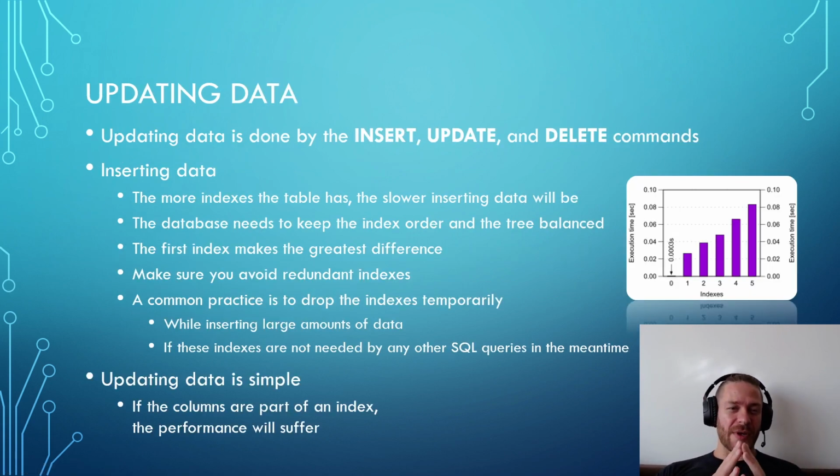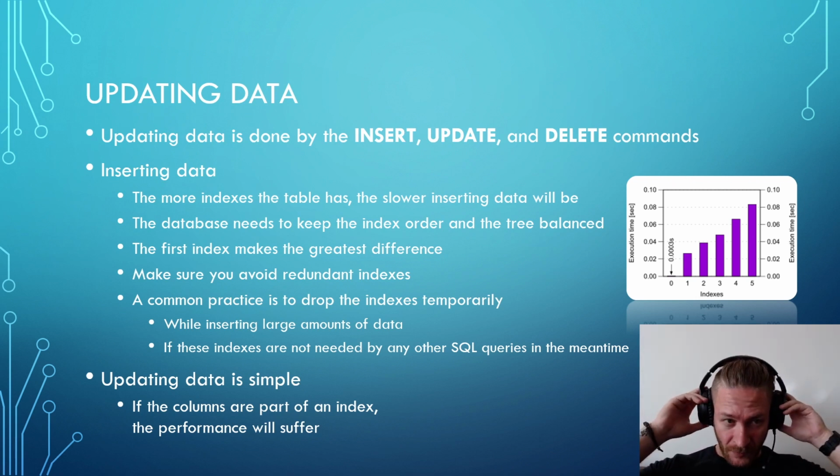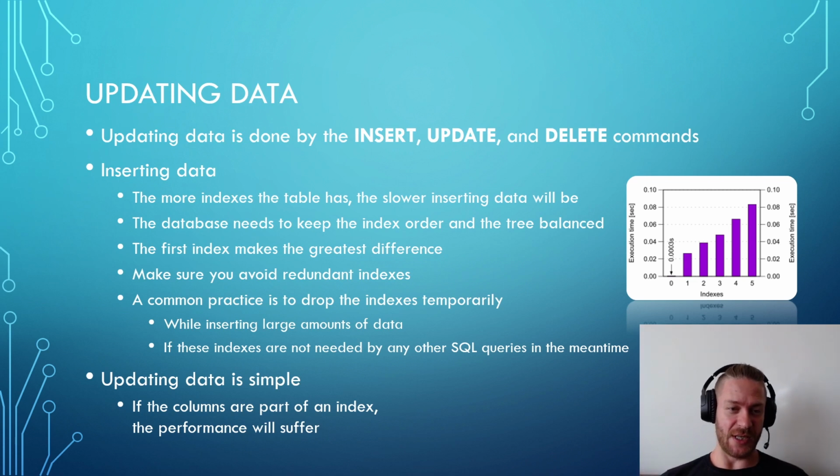Now, let's talk about updating data, and by updating I mean everything we do in our database which modifies our data. Let's start with inserting data. This is the most crucial and most affected operation from having a lot of indexes. So the more indexes a table has, the slower inserting data will be, because the database needs to keep all the indexes in correct order and needs to keep the trees involved in balance.